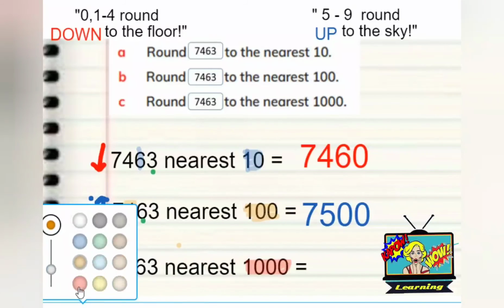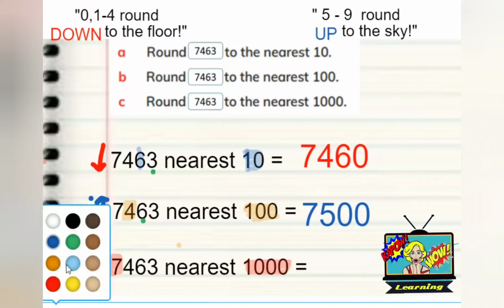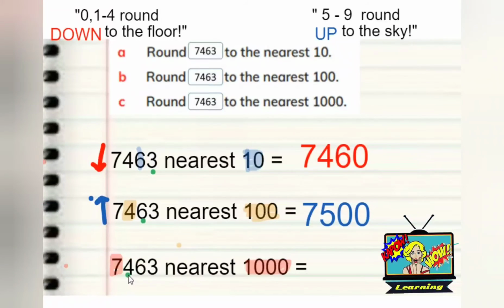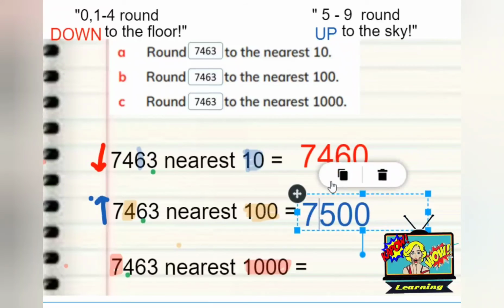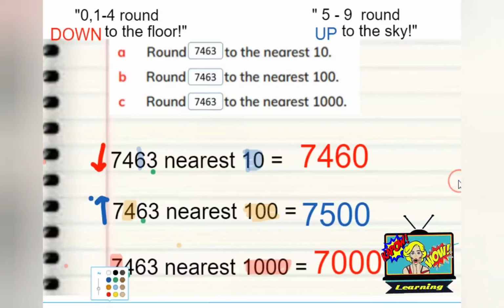Well, we should know that the 1,000 is the 7. So that is the number we're looking at, but we also need to look at the number before. So it's a 4. Now remember, 1 to 4 round down to the floor, 5 to 9 round up to the sky. Well, it's a 4, so we're going to round down. So we're going to have the numbers 7,463. Now, when we round down, the 7 stays the same and the rest fall into zeros. And we're going to change that to red.